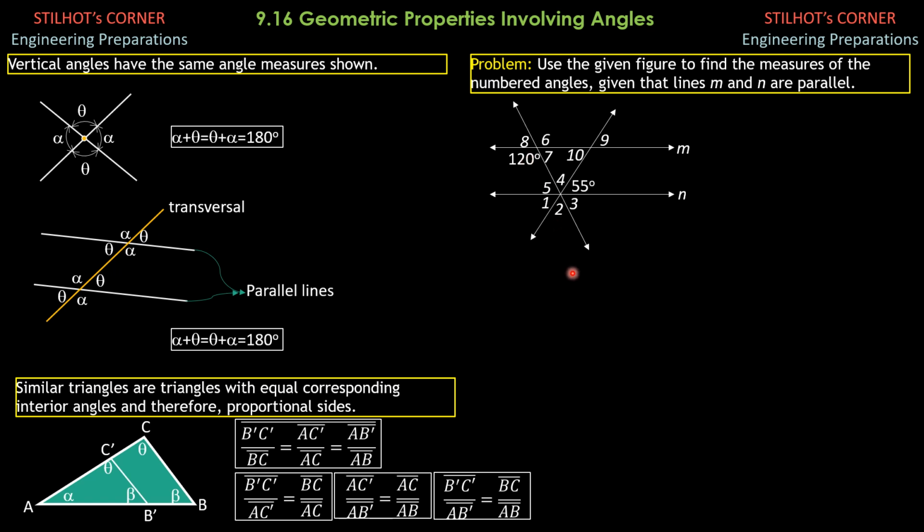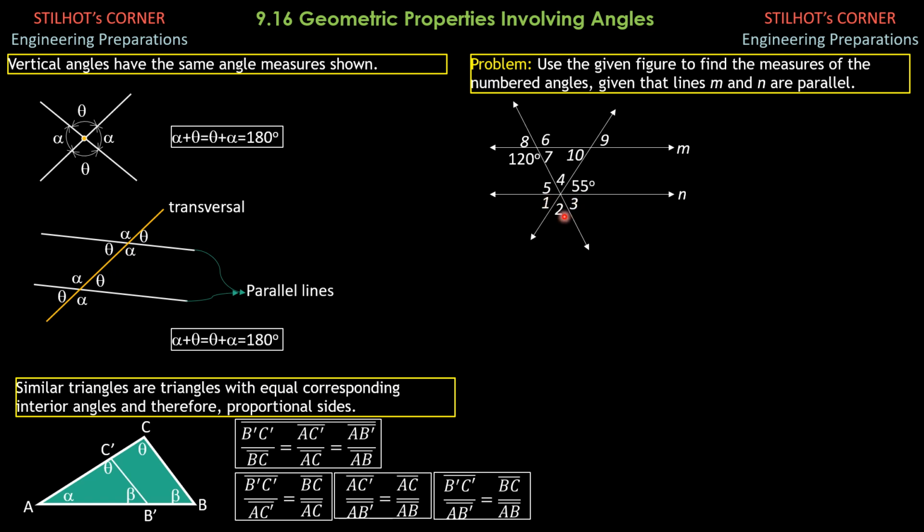So beginning with angle 1, angle 1 is 55 degrees. So take note of that. And angle 3 is equal to angle 7 because angle 7 is equal to 60 degrees. So angle 3 is also 60 degrees. Since angle 1 is 55 plus angle 3, 60 degrees, so 55 plus 60 degrees is 115 degrees.